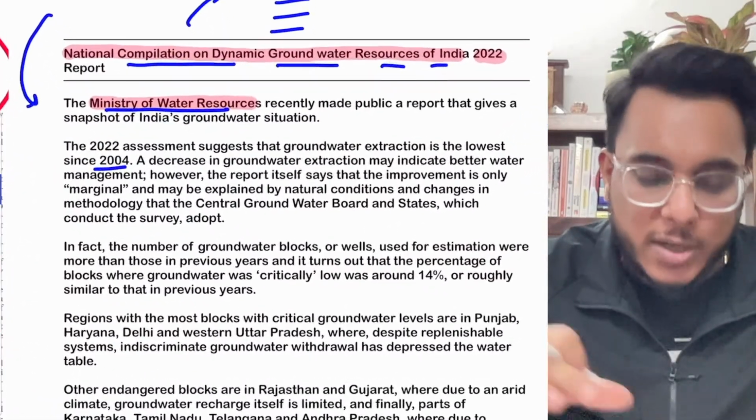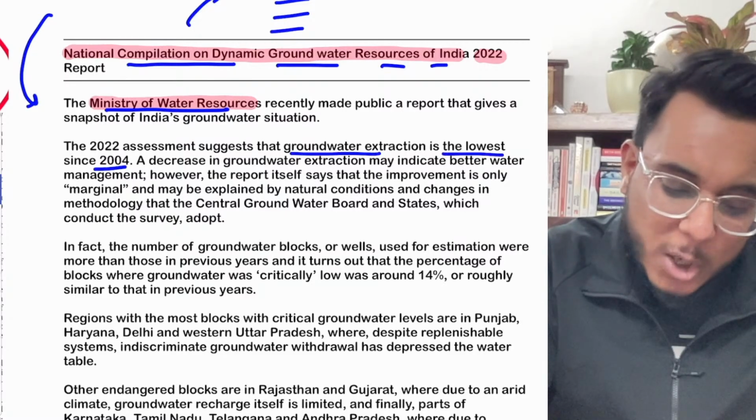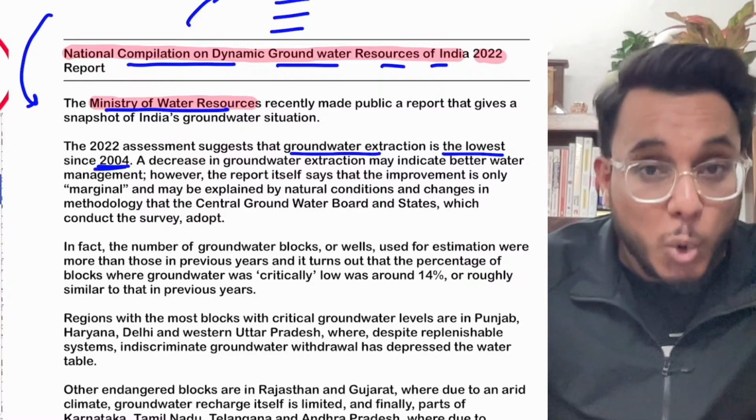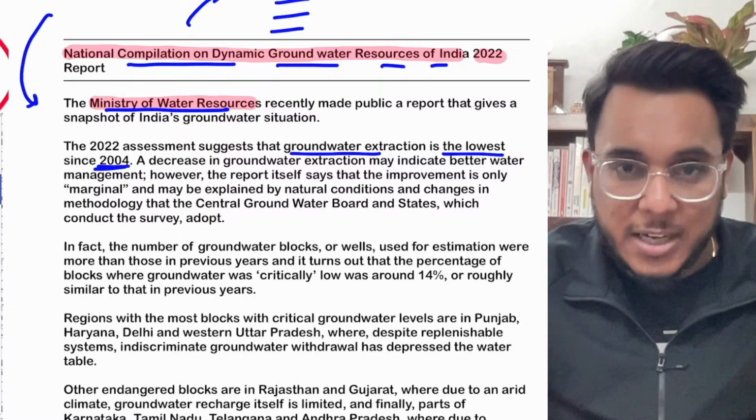Now this 2022 report has provided that groundwater extraction is today the lowest since 2004. And as the groundwater extraction is lowest since 2004, we can say that the groundwater condition has definitely improved.